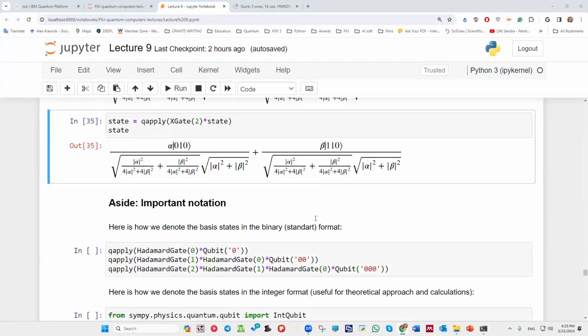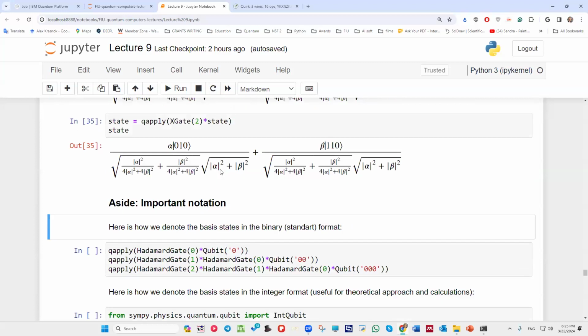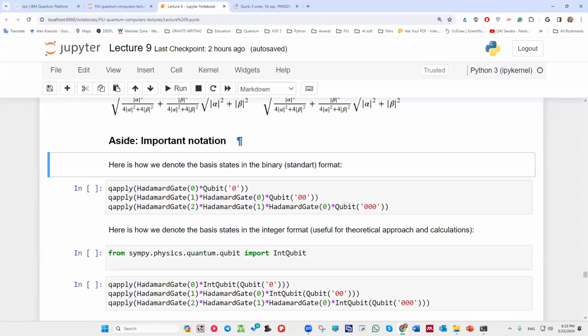Okay, so if not, let me transition to the next topic, which is Grover's algorithm. And before we start discussing Grover's algorithm, I need to discuss an important notation aside.